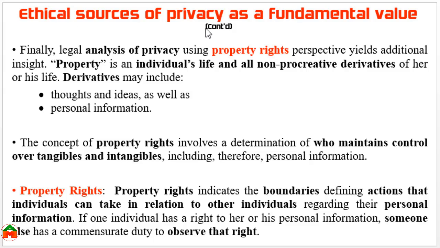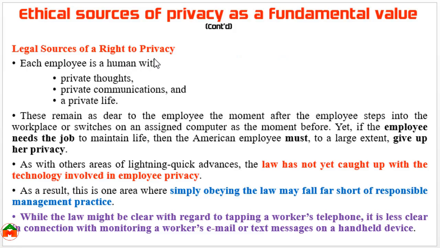The ethical sources of privacy also come from property rights. What is property? Property is an individual's life and all non-procreative derivatives. And derivatives include thoughts and ideas as well as personal information. And property rights indicate boundaries defining actions that individuals can take in relation to other individuals regarding their personal information. If one individual has a right to her or his personal information, someone else has a commensurate duty to observe that right. Legal sources of a right to privacy.